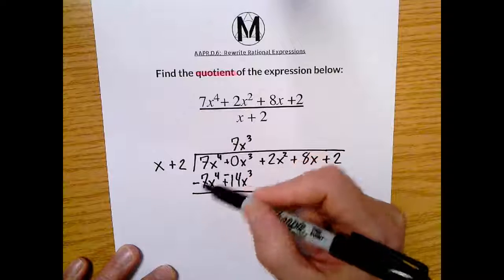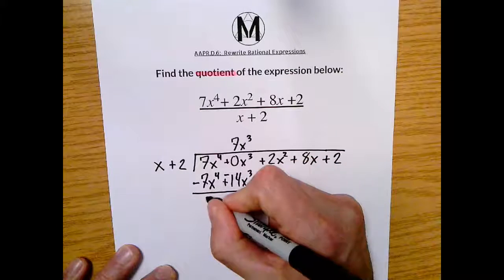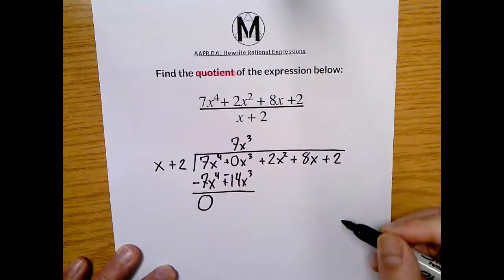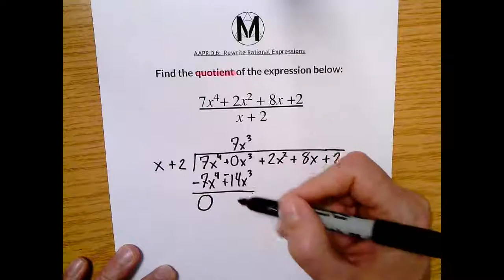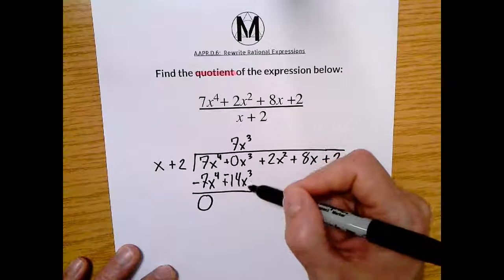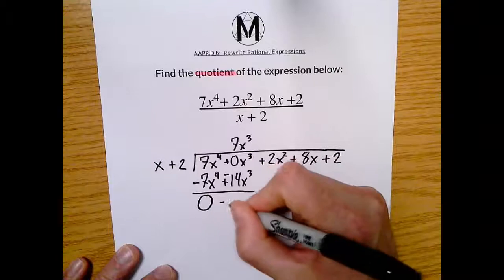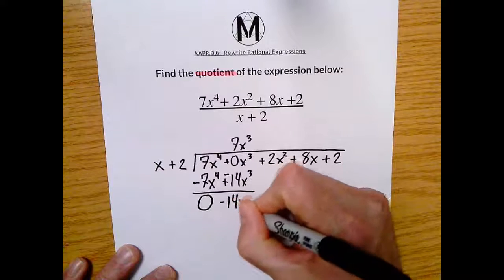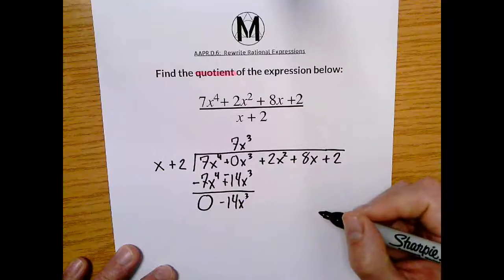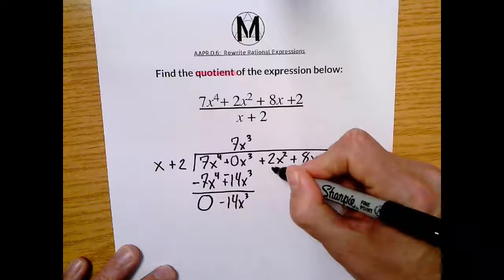Okay, 7x to the fourth minus 7x to the fourth is 0. That's a good sign. And we have a 0, and we're taking away 14x to the third power, so we're going to be right back with 14x to the third power. The last step of the process is just bring it down.